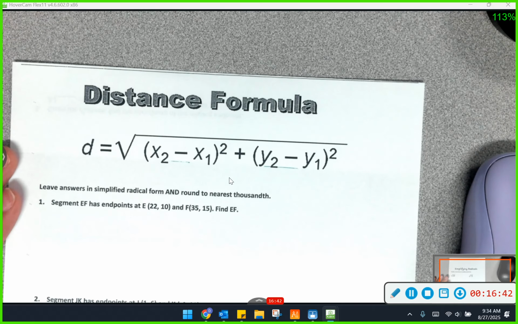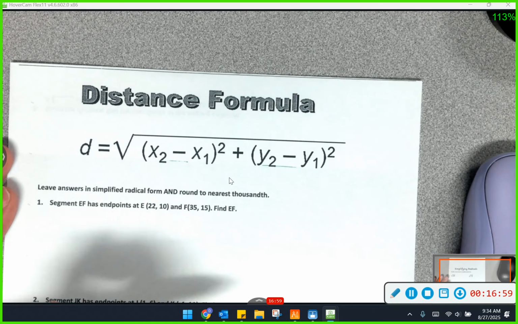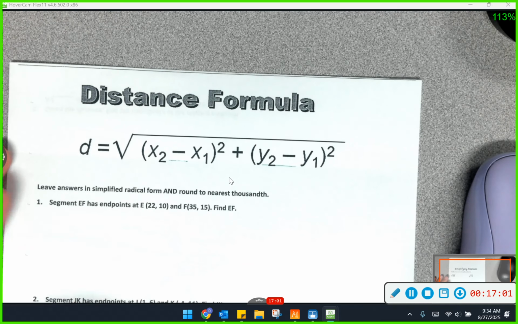Okay? So your distance formula is the square root of x2 minus x1 squared plus y2 minus y1 squared. And today, I'm going to have you write it down on every single problem. And when you do that, you're going to have it memorized. Okay? On this paper, I need you to write down anything that I write down. Are we ready? Okay.